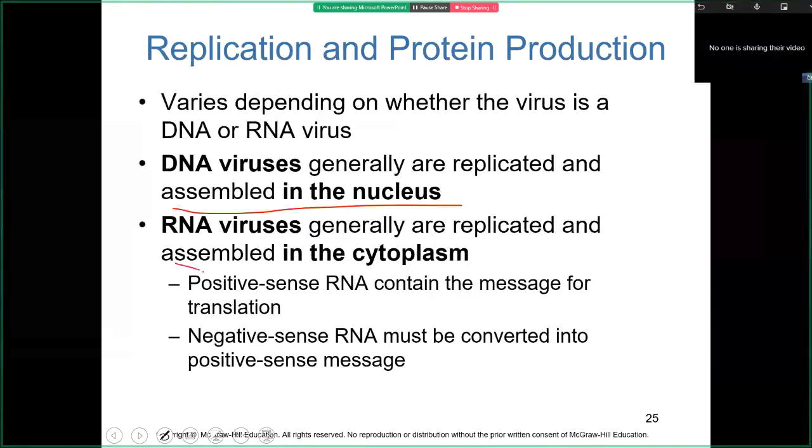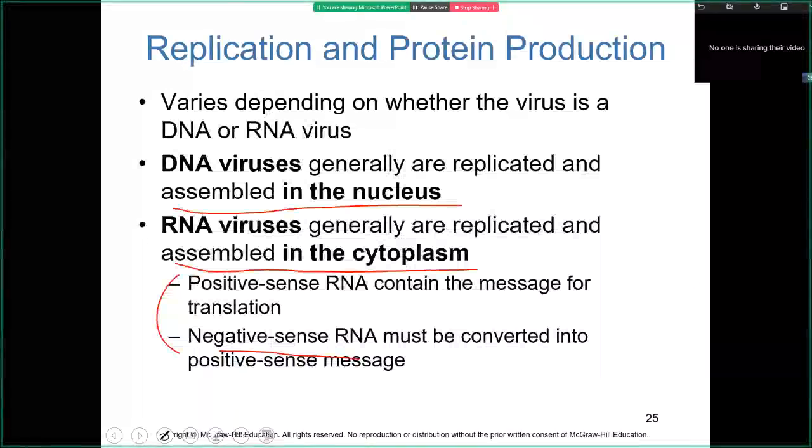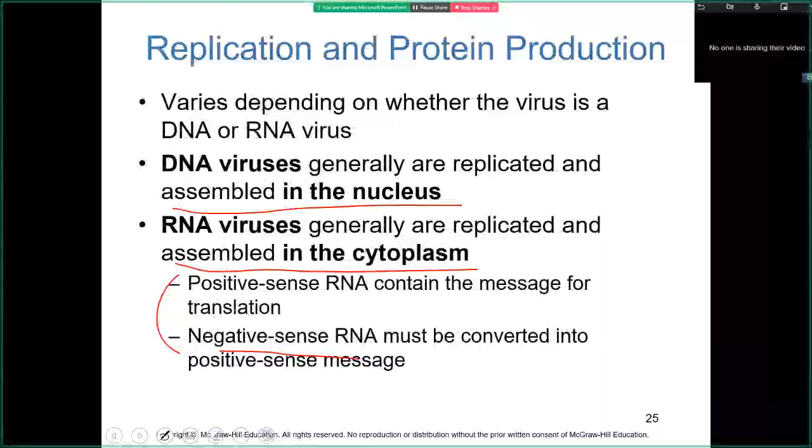The RNA viruses generally do their work in the cytoplasm. And as is indicated down here, we've already mentioned those things. Positive sense RNAs can go immediately into translation, start producing protein and assembling quickly. Negative sense RNAs, those types of viruses are going to have to go through the step of making positive sense RNA, then they too can assemble parts. But that's going to happen in the cytoplasm.